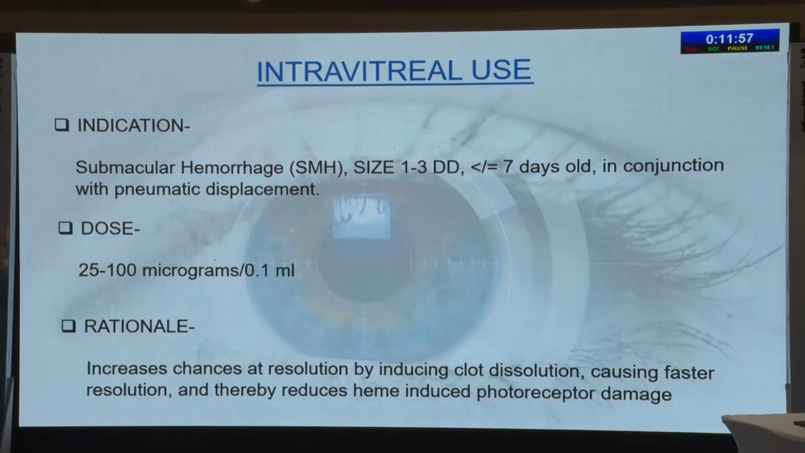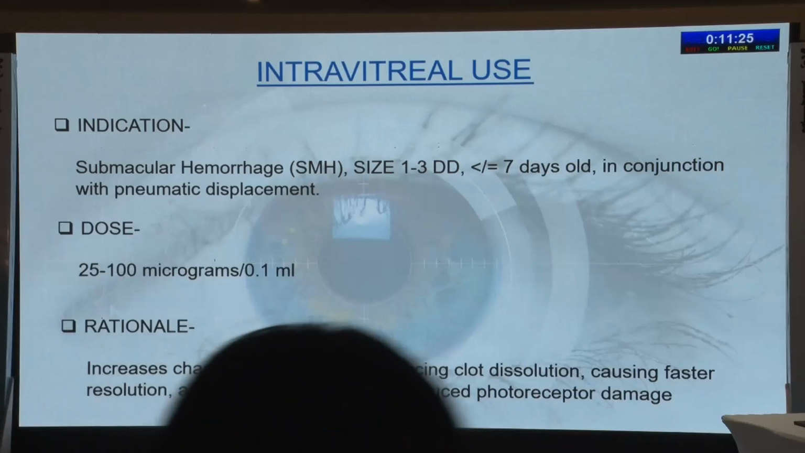The most common indication of the tPA use is a submacular hemorrhage, and the easiest way to use it for a beginner for tissue plasminogen activator is the intravitreal use. It is similar to an intravitreal anti-VEGF injection. So what is the indication for an intravitreal use? Of course, a submacular hemorrhage. Now there is no common consensus on what should be the size of submacular hemorrhage and what should be the duration of the submacular hemorrhage.